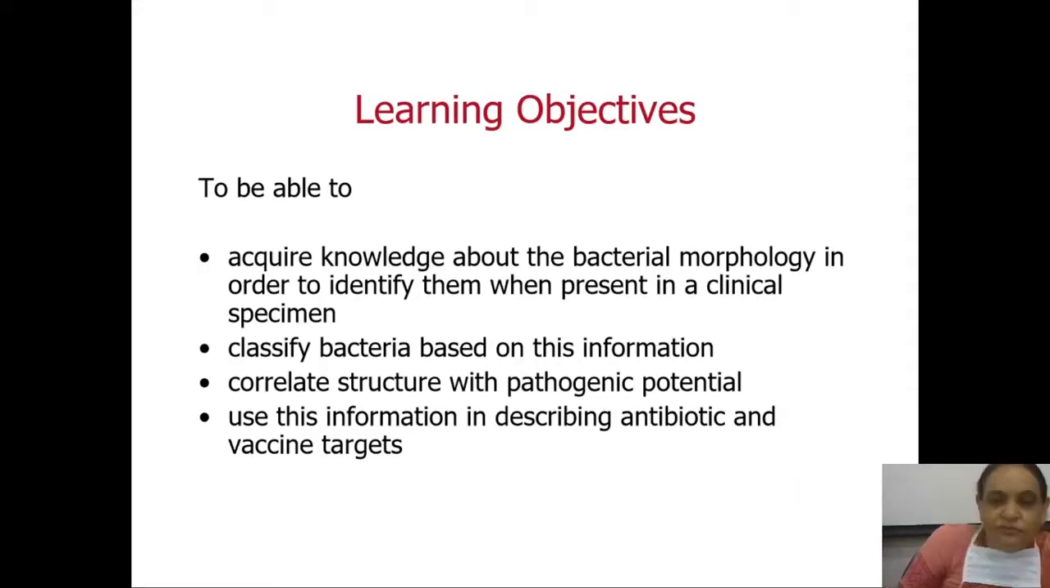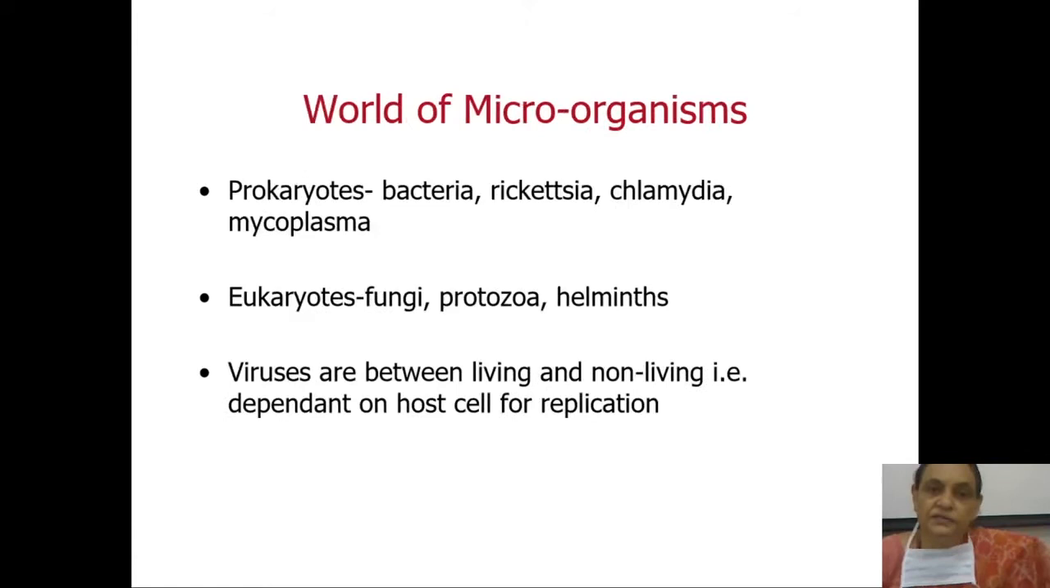So let's first see what are the learning objectives for today. You should be able to acquire knowledge about the bacterial morphology in order to identify them when present in a clinical specimen, classify bacteria based on this information, correlate the structure with pathogenic potential, and use this information in describing antibiotics and vaccine targets. So first we'll have to go through the basic structure of the bacteria, and as and when we go through this, I'll tell you also the relevance.